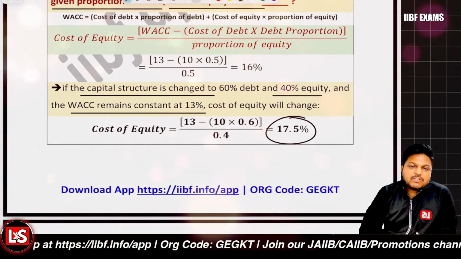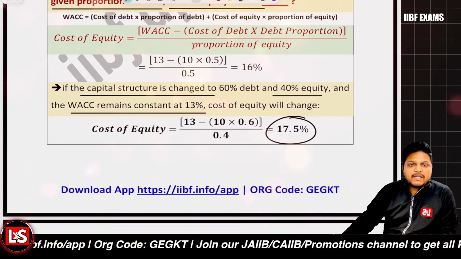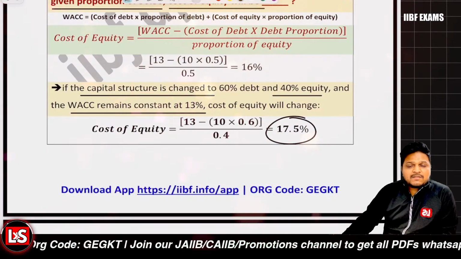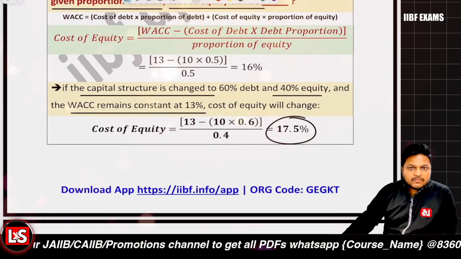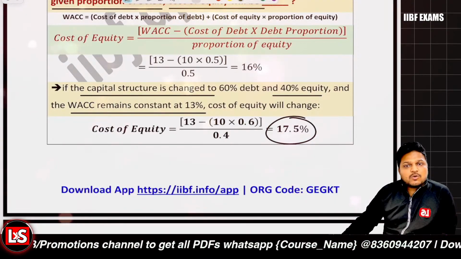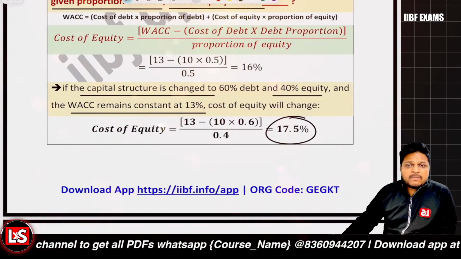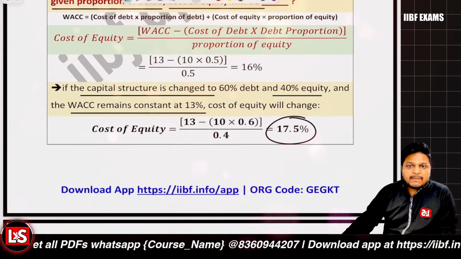Now cost of equity will change. In the case of net operating income approach, what happens? That the WACC remains constant, and under the net income approach, the cost of debt and cost of equity remain the same, irrespective of the proportion of the debt or equity.